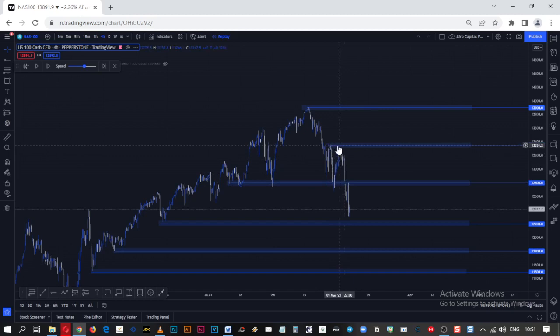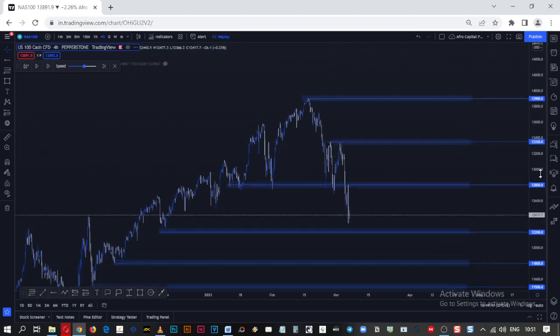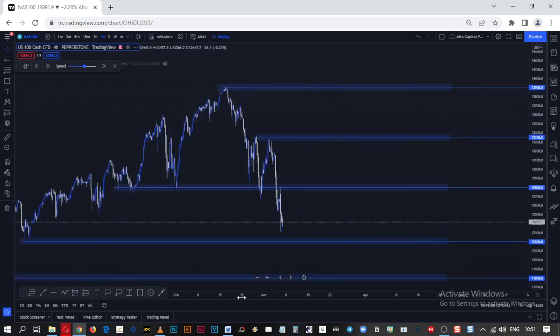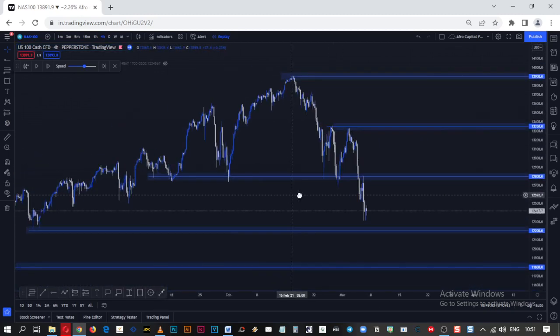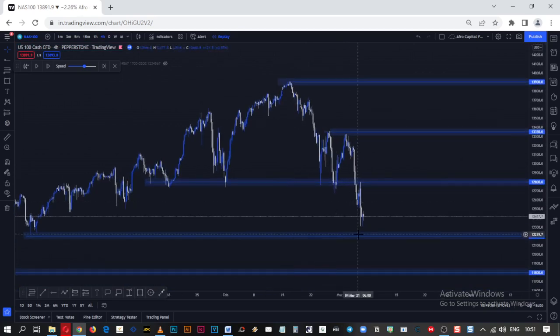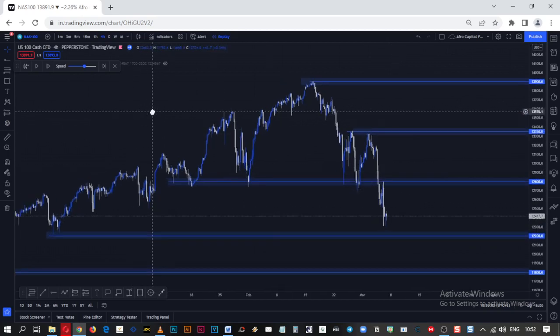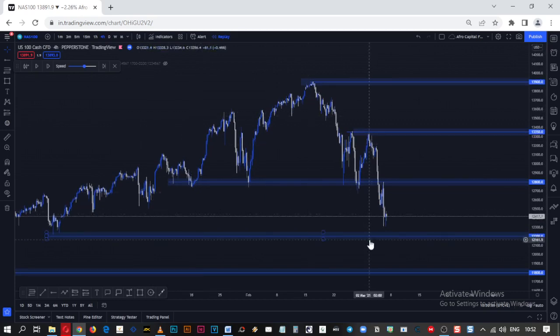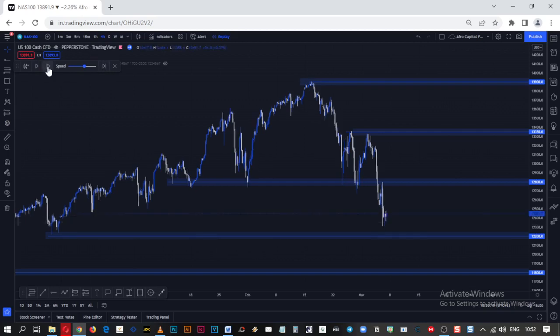Another low, also equal. So basically what you can say is that the market is showing signs of reversal. Not only showing signs of reversal, the market has completely reversed. Remember, this is our next psychological level. Let's try and view how the market behaves within these areas.